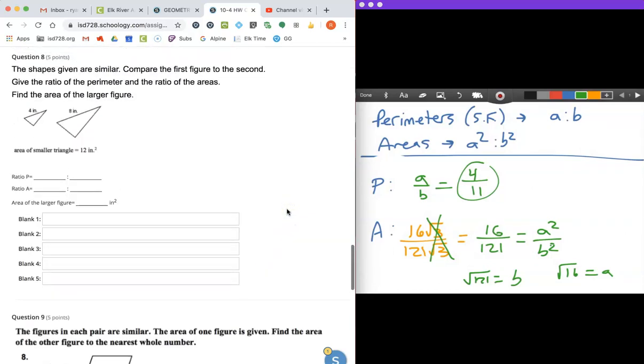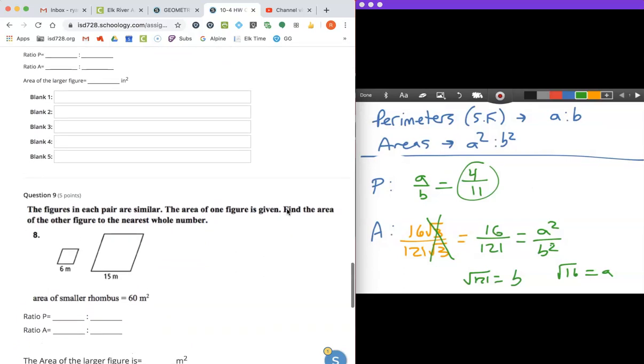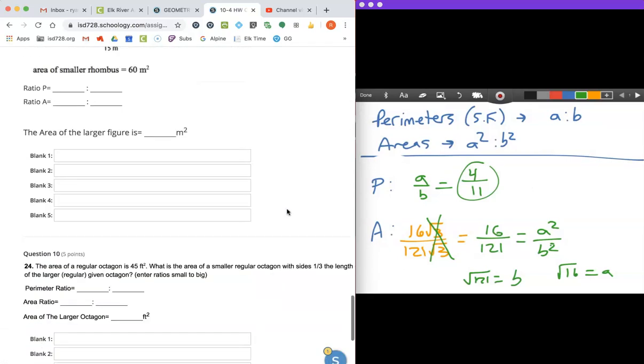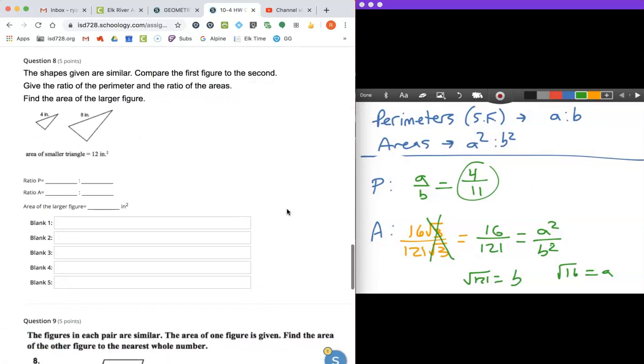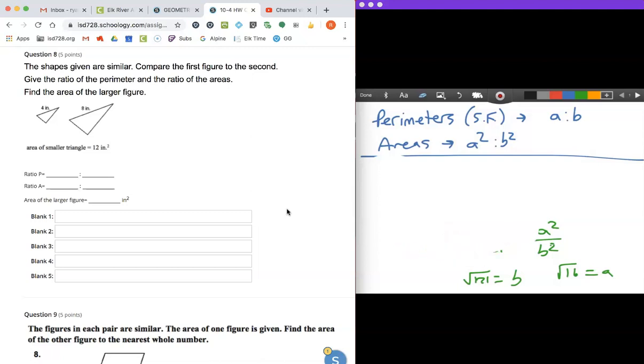Okay. All right, let's see. 8 and 9 are the same thing. So let's just do number 8. It says that the shapes are similar. They want us to figure out the ratio of the perimeter and the ratio of the areas. Find the area of the larger figure.